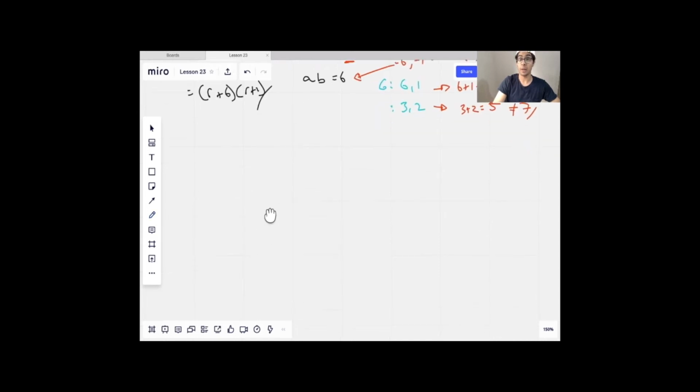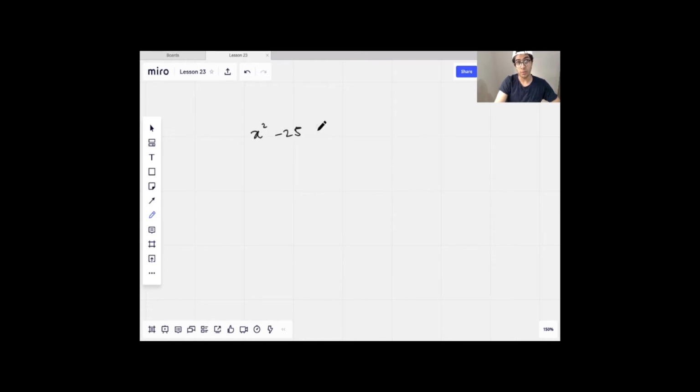There's also a special case of these quadratics and factorizing these quadratics. For example, x squared minus 25. To factorize this quadratic, in this case we don't actually have a middle term, so we can write this as, for example, x squared plus, say, 0x plus, and then minus 25. So in this case, we've got a plus b equals 0, and ab equals minus 25.